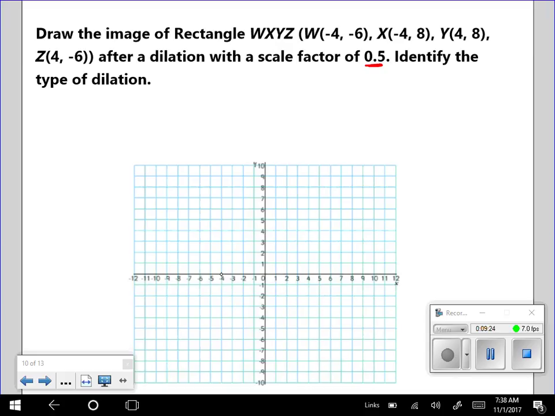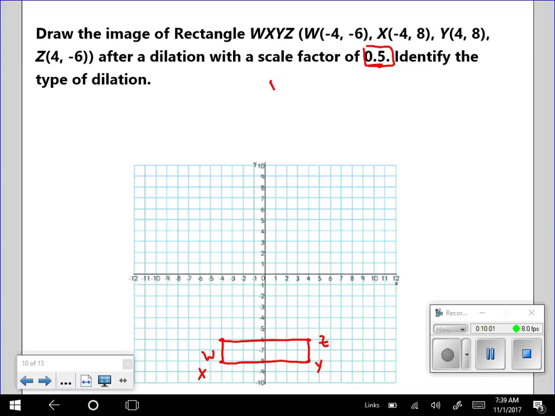We got negative 4, negative 6. Is that W? We have negative 4, negative 8. That's X. 4, 8. Y, and 4, negative 6 is Z. So we're going to multiply by 1/2 or 0.5. So we're just taking a half of everything.